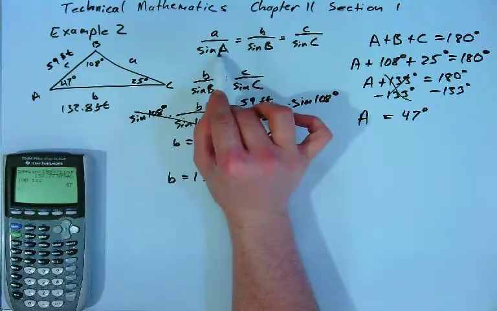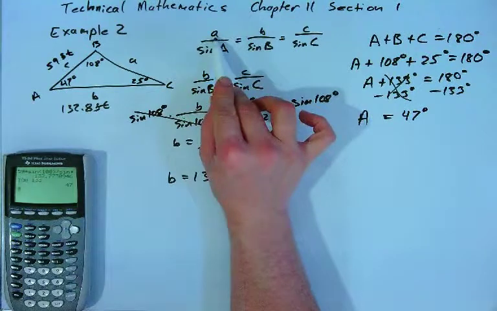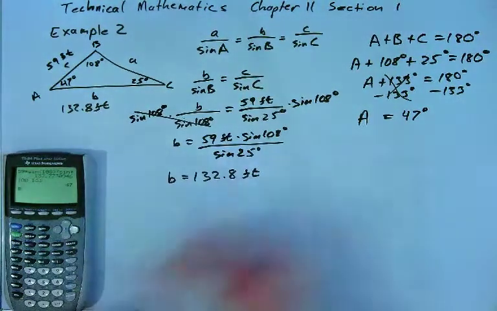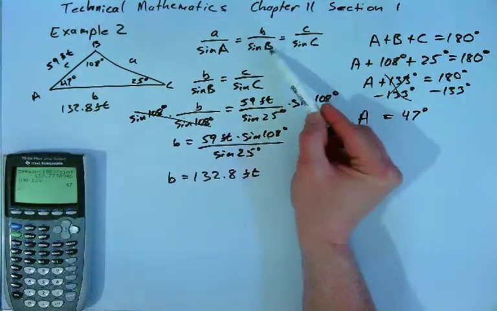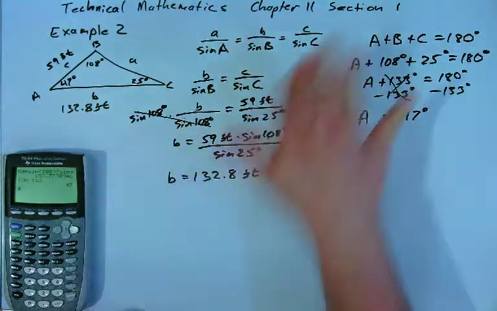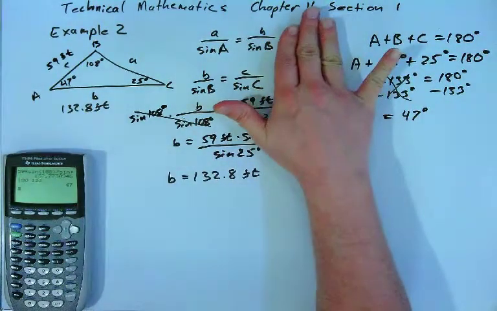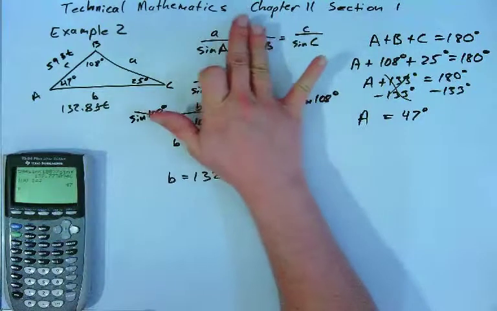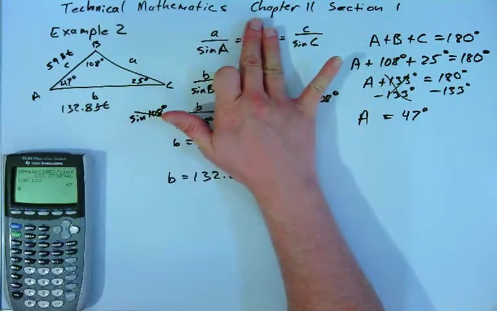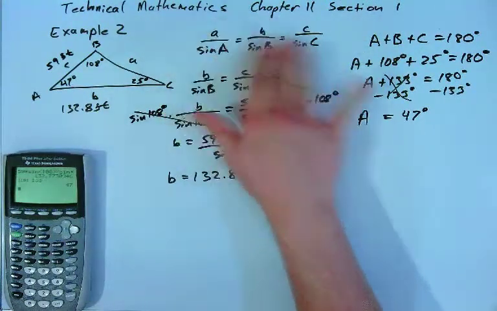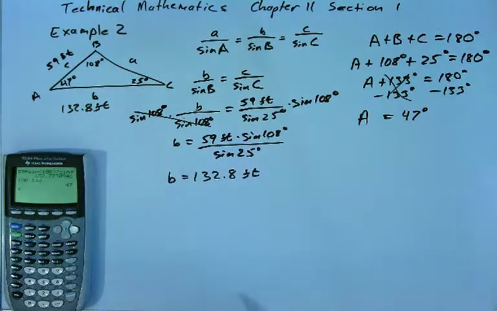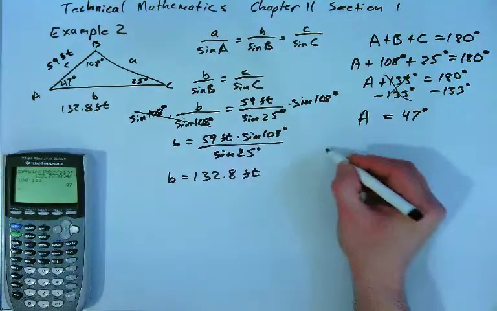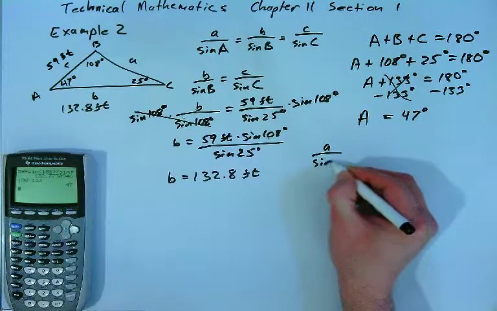Now that we know angle A, we can use the law of sines to find the length of side A. And since we already know side B and angle B, and we know side C and angle C, it doesn't matter if we use A over sine A is equal to B over sine B, or if we use A over sine A is equal to C over sine C. It's not going to make a difference which one we use. We'll get the same answer both ways. And so we'll have A over sine A.